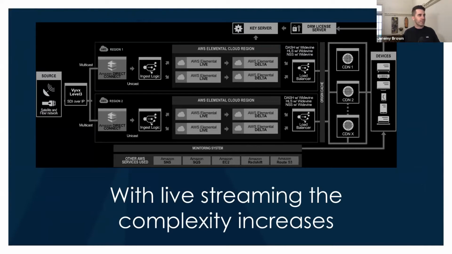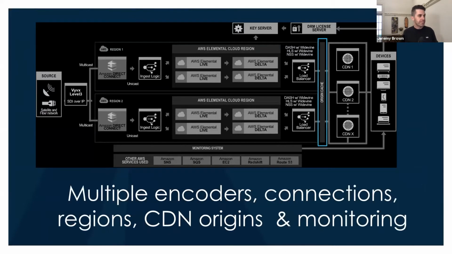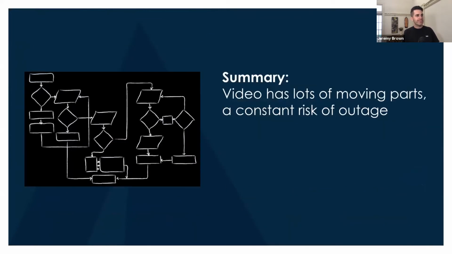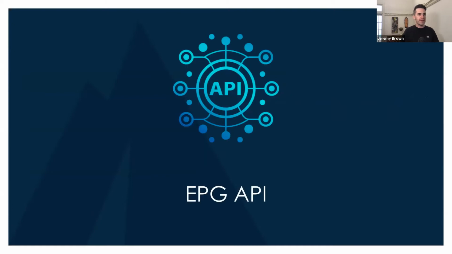I think I've got 3 of everything here. And you need monitoring on those services. So go back to my picture. So video has a lot of moving parts. It's a constant risk of outage. It is of sorts an API when you break it down to just text files and video files and delivering at scale. So today I came to talk about EPG API.